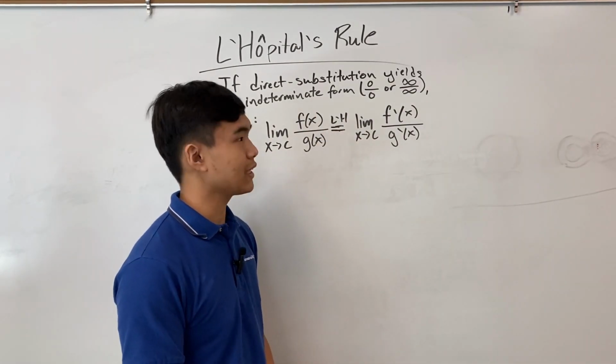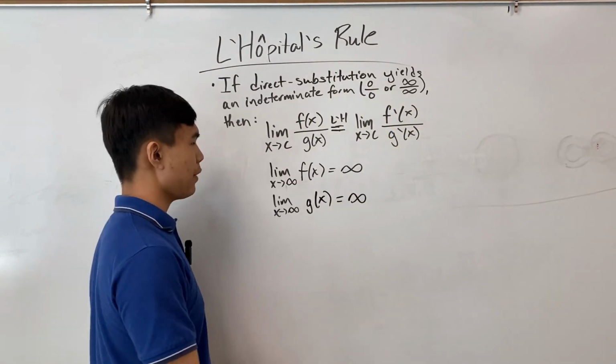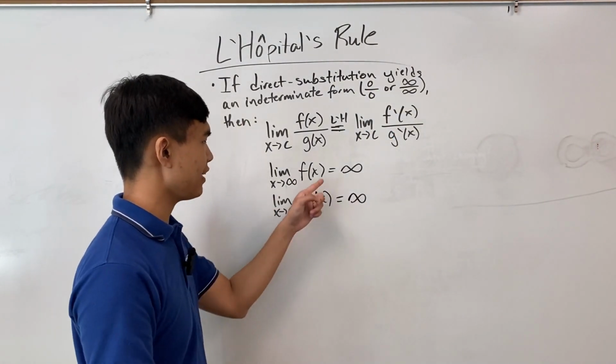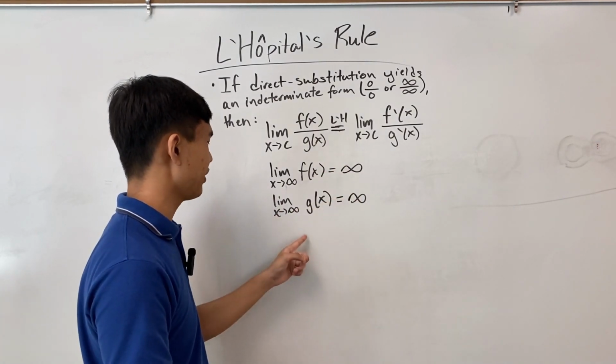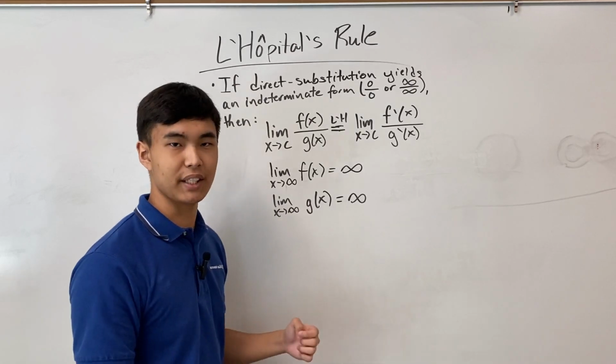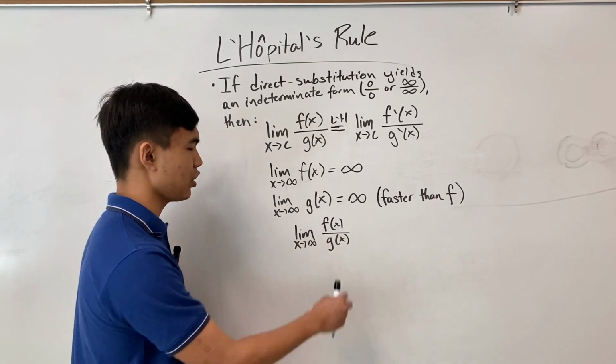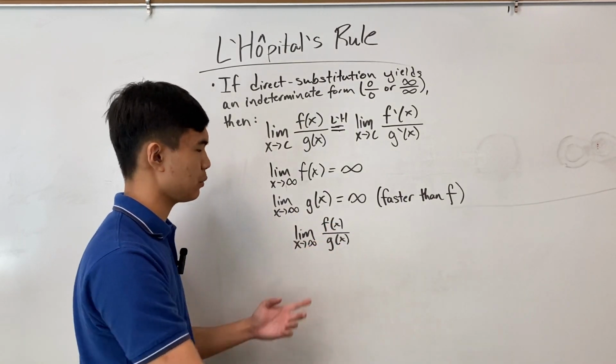The reason this works is because it tells us how fast these functions approach 0 or infinity. So imagine the limit as x goes to infinity of f is infinity, and the limit as x goes to infinity of g is also infinity. Let's imagine that g approaches infinity faster than f. What this means for the quotient f over g as x goes to infinity is that g will always overpower f in terms of size.